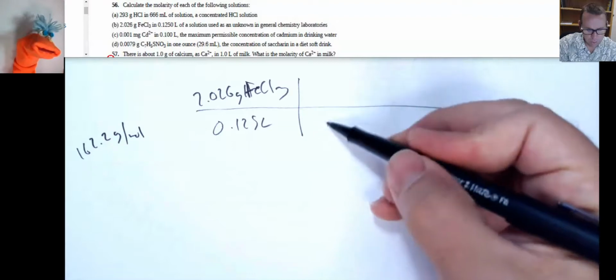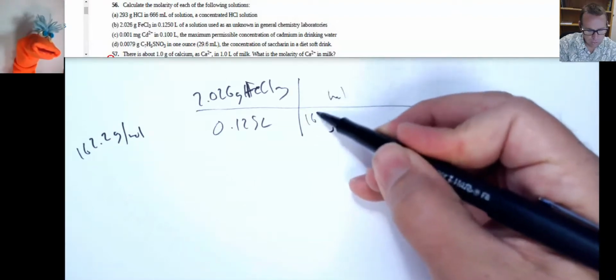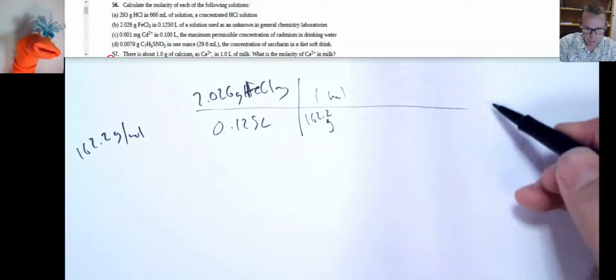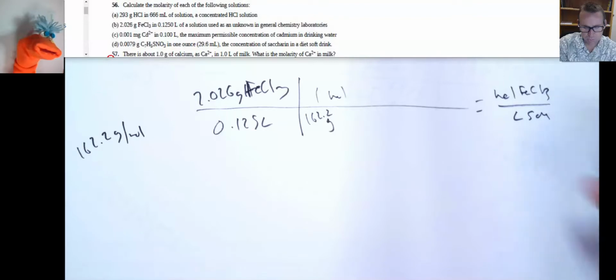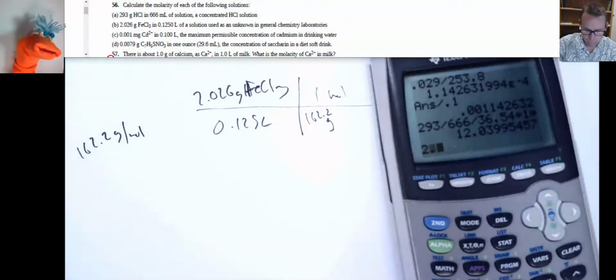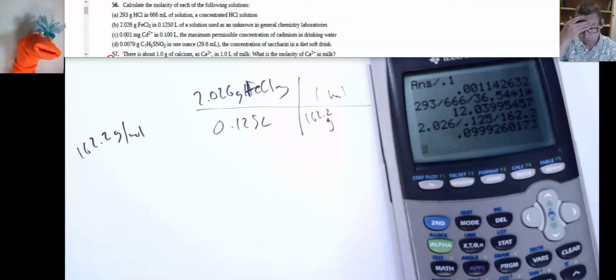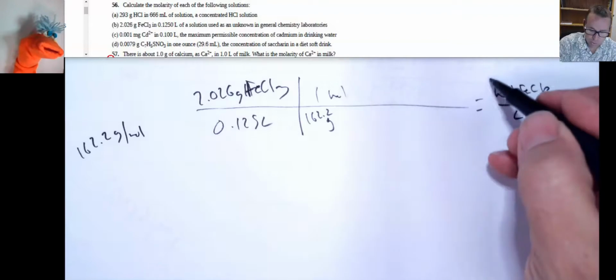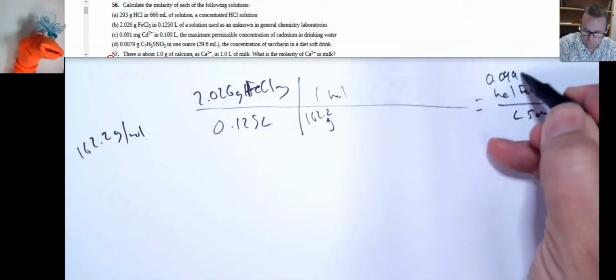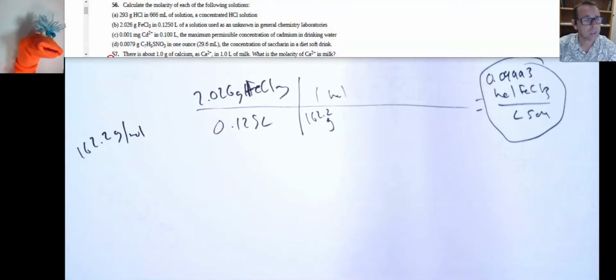And I need to go from grams to moles. 162.2 grams for every mole. That'll give me moles of FeCl3 for every liter of solution. So 2.026 divided by 0.125 divided by 162.2. Okay, so about 4 significant digits. So 0.09993 molar iron chloride.